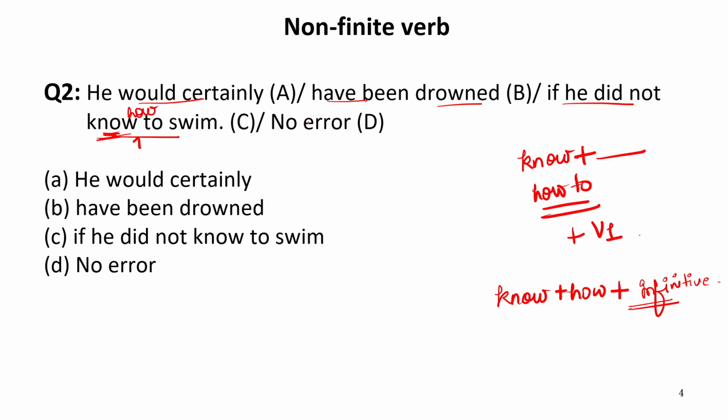It means just because his knowledge of swimming made him not drowned. Therefore, the error is in part C. So our answer is C, where we should add how after the word know. Now let us move to the next one.